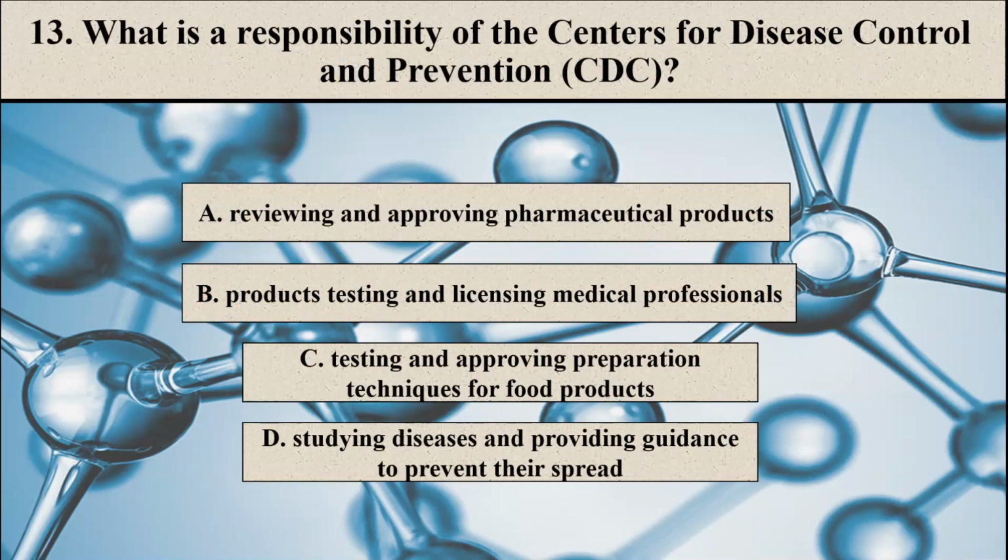What is a responsibility of the Centers for Disease Control and Prevention, CDC? Reviewing and approving pharmaceutical products, testing and licensing medical professionals, testing and approving preparation techniques for food products, studying diseases and providing guidance to prevent their spread. If you chose D, studying diseases and providing guidance to prevent their spread, you are correct.